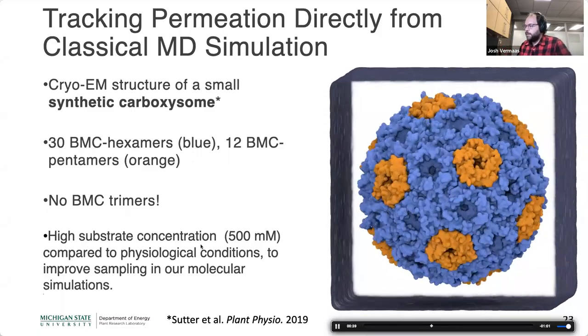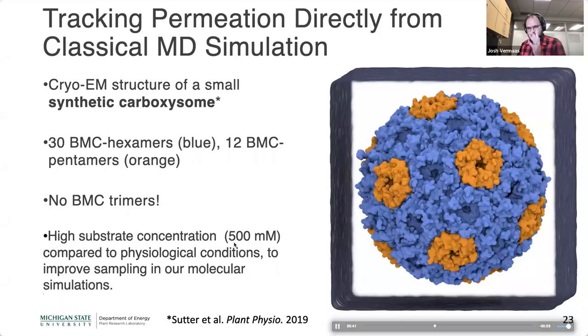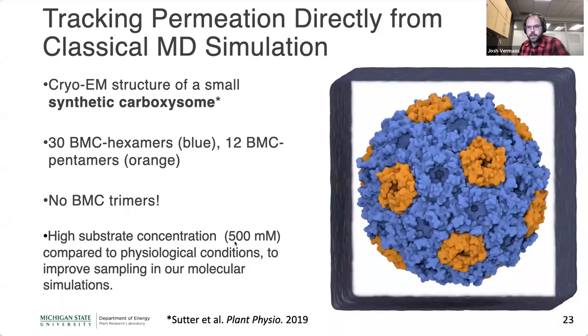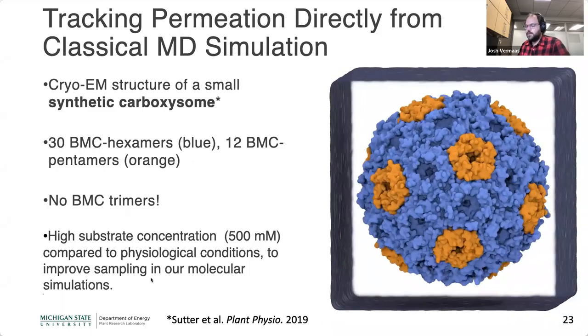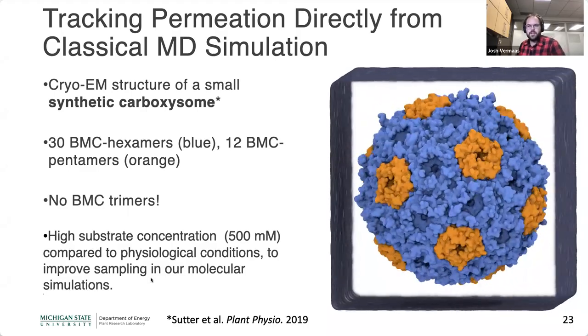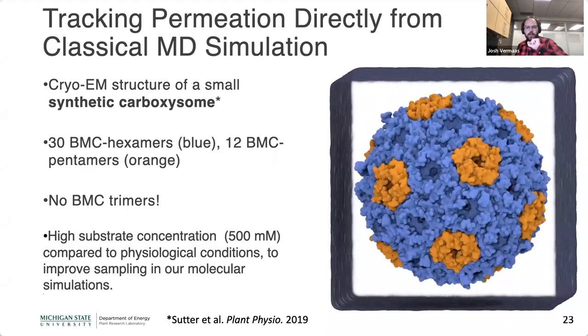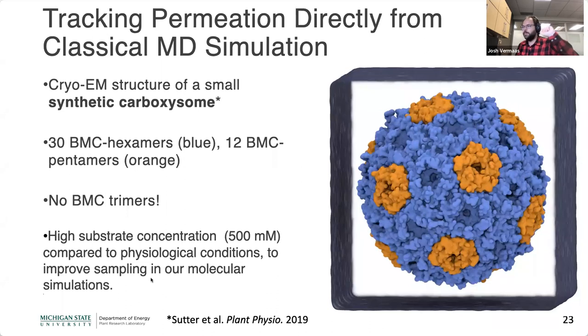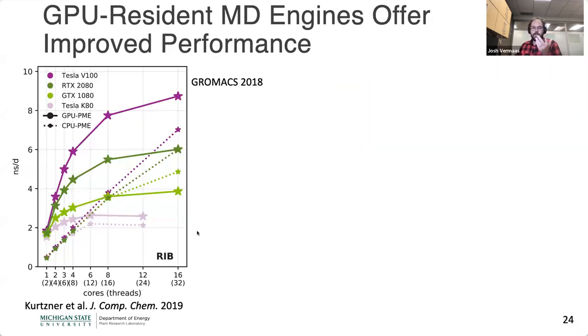So we're going to make a very high substrate concentration inside compared to what you'd see physiologically. This is just to improve our sampling, so we see more transition events going from one side of the carboxysome to the other. And we can do this because nowadays GPUs have really accelerated what you can do for a computer simulation.